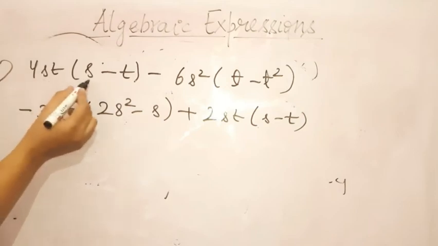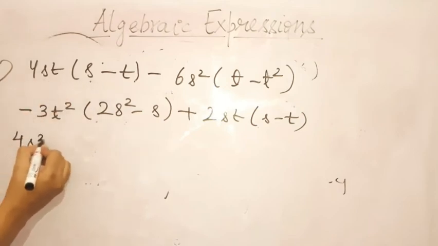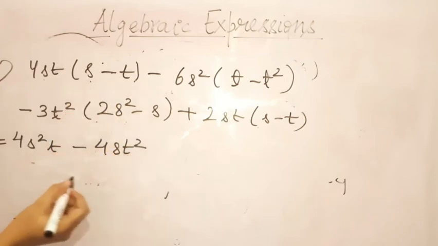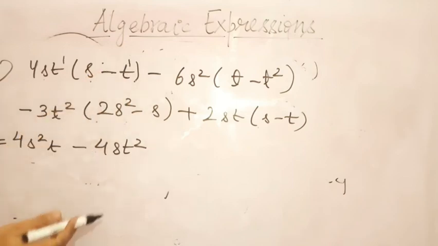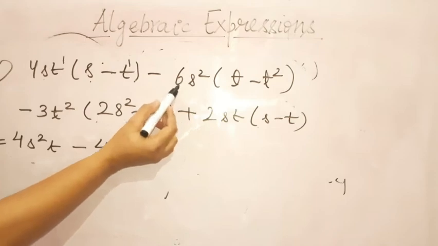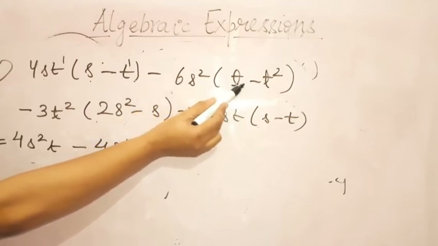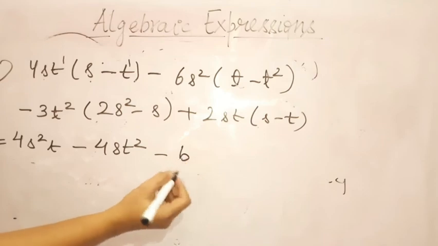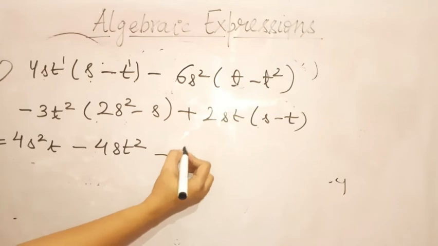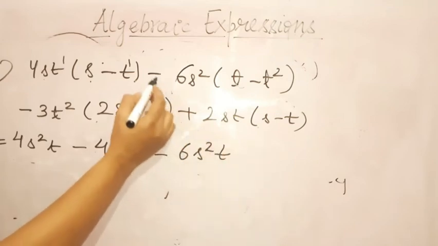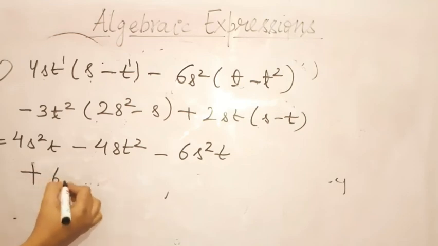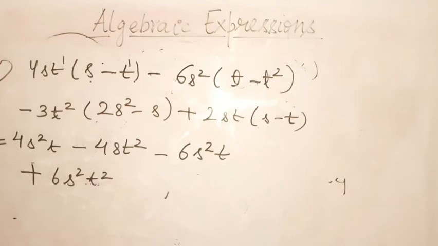Okay, so 4st will be multiplied by s. So it will be 4s²t. Now minus 4st². Why is it t²? t to the power of 1, t to the power of 1, so t to the power of 2. In multiplication the powers are added. Now minus 6s², when it is multiplied by t, it will be minus 6s²t. Now minus minus will become plus, so plus 6s²t². Okay students.